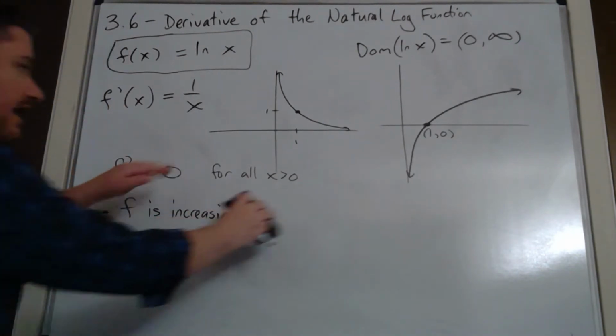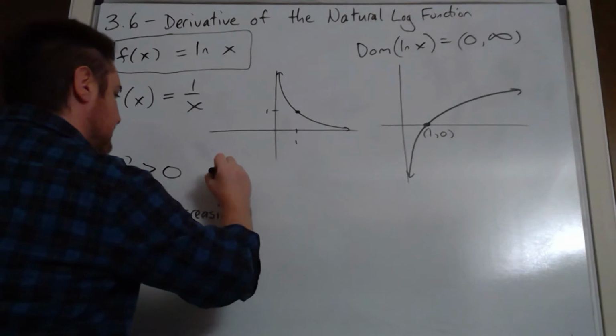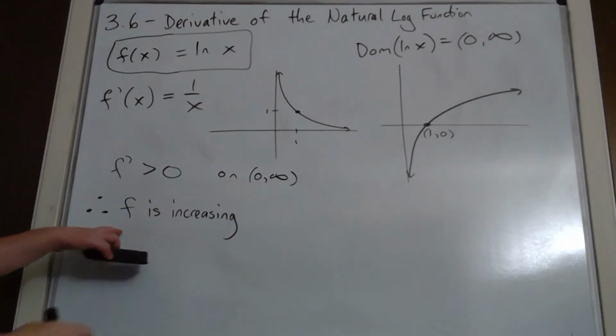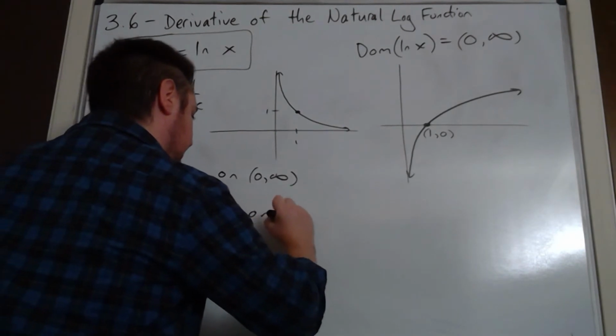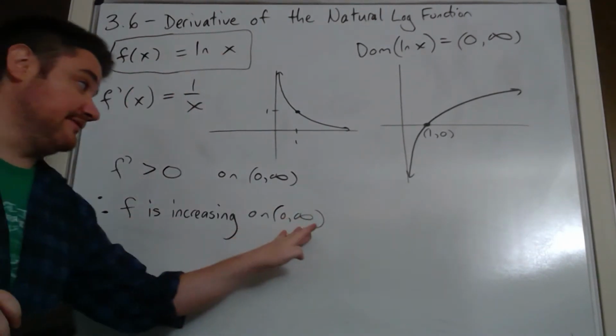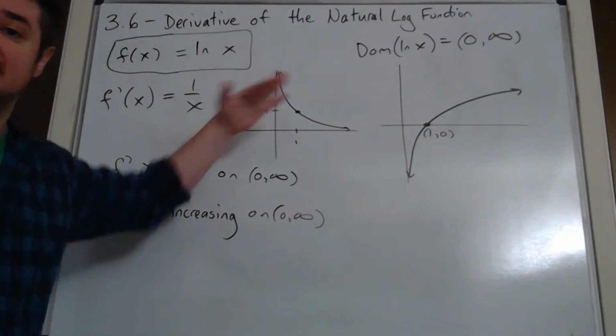Here I said for all x greater than 0, that's one way to say it, or you could say on the interval 0 to infinity, maybe another way of saying it. So f is increasing on the interval 0 to infinity. In other words, our natural log is increasing on this interval, and that's its whole domain, so it's always increasing.